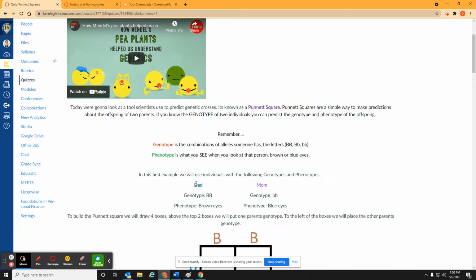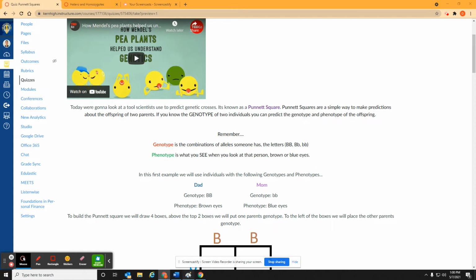So in the example we're going to look at these individuals. Our dad has BB capital. This will be a post video edit, but we're talking about eye color here. I should have specified that a little bit better. So we're talking about eye color, where brown is the dominant allele and blue is the recessive allele. We've looked at this exact combination a few times in past assignments, just never put it into a Punnett square. So dad is BB with brown eyes, double dominant. Mom is bb, double recessive with blue eyes.